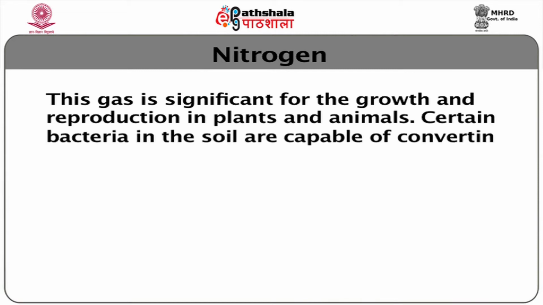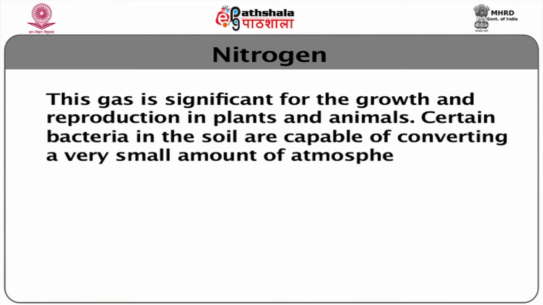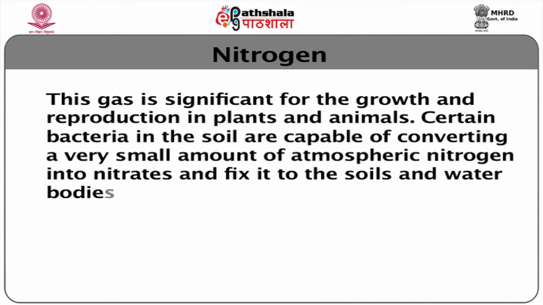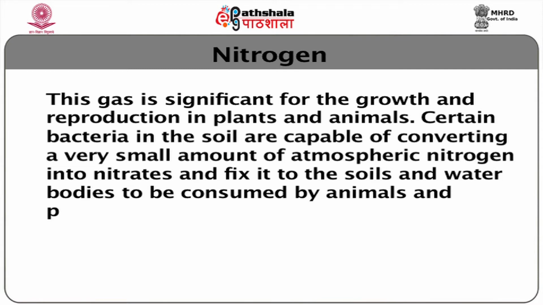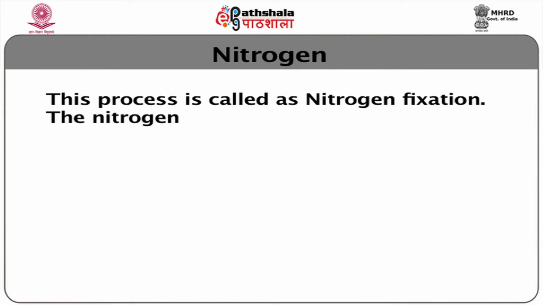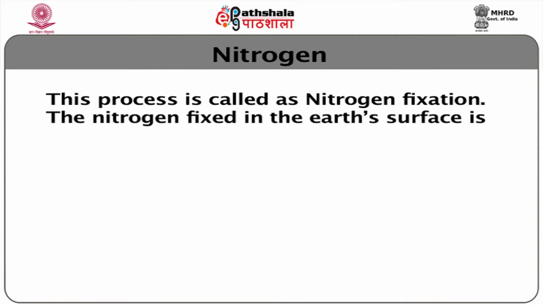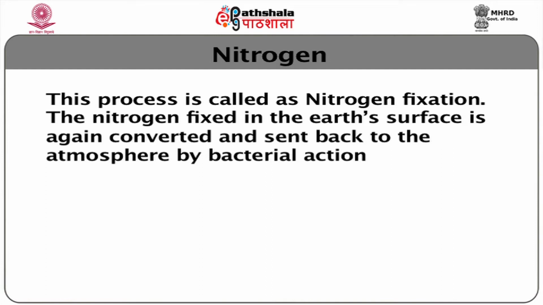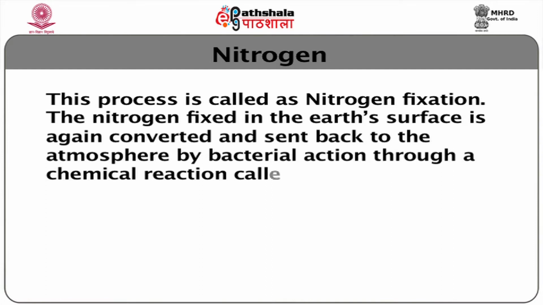Certain bacteria in the soil are capable of converting a very small amount of atmospheric nitrogen into nitrates and fix it to the soil and water bodies to be consumed by animals and plants. This process is called nitrogen fixation. The nitrogen fixed in the earth's surface is again converted and sent back to the atmosphere by bacterial action through a chemical reaction called denitrification.